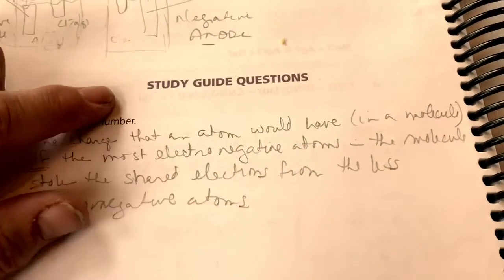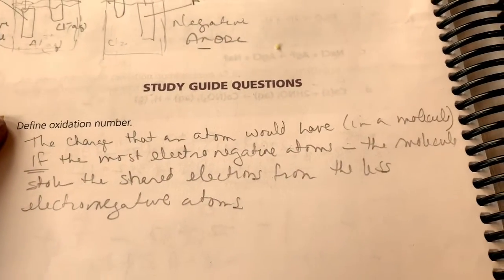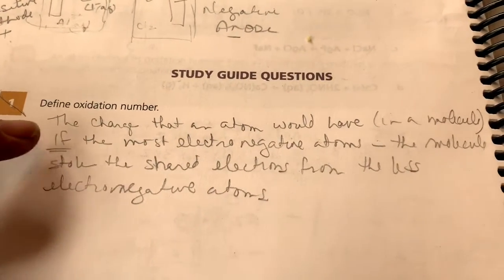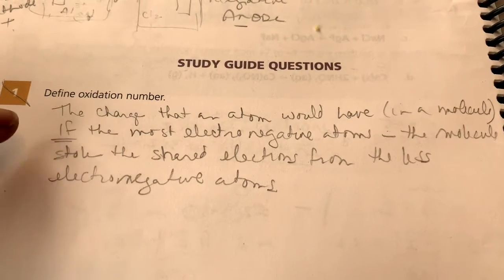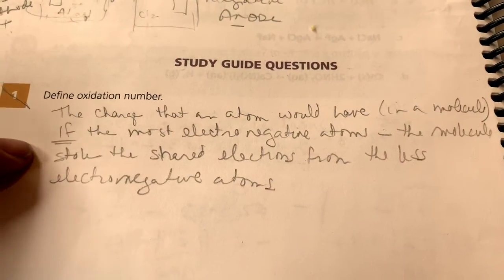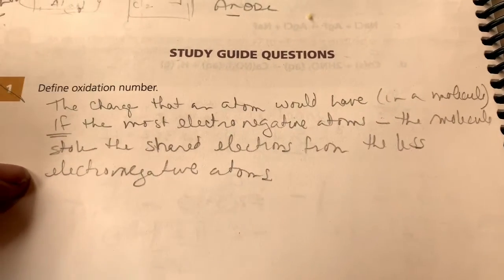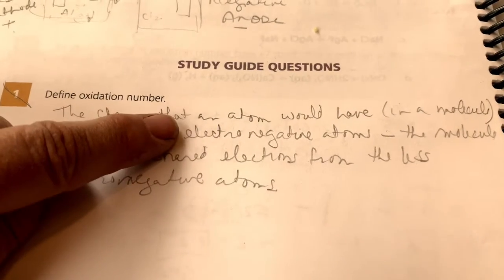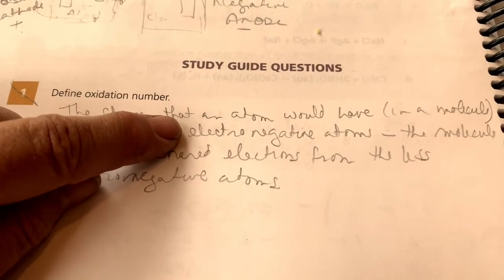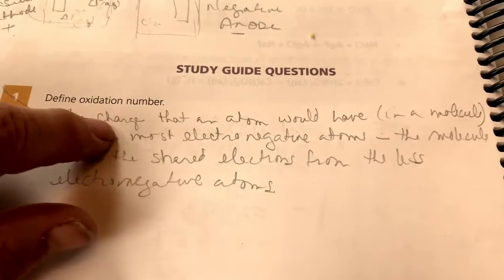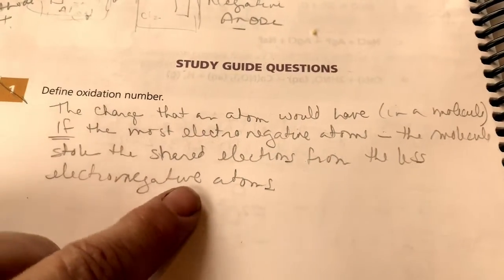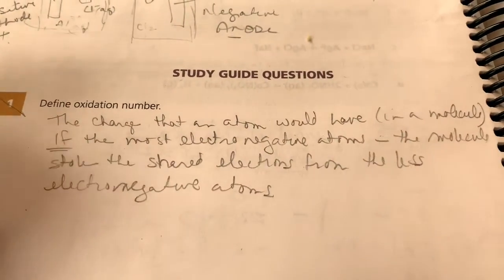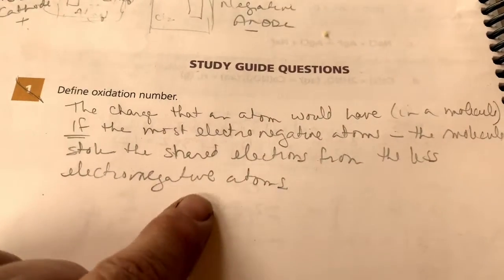All right, here's our study guide questions. Number 1, define oxidation number. It's the charge that an atom would have in a molecule if the most electronegative atoms in the molecule stole the shared electrons from the least electronegative atoms. In other words, the ones that want the electrons the most, they stole them, and from the least, the ones that hung on the lightest. So they stole them and held on to them. But this is not an actual thing.